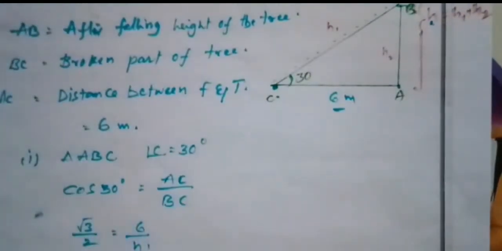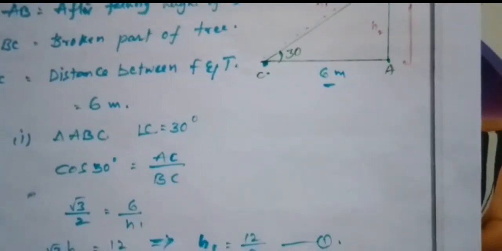Cos 30, whose value is root 3 by 2, equals AC, the adjacent side, which is 6 meters, by BC, which is h1 meters. Now cross multiplication: root 3 h1 equals 12. That gives h1 equals 12 by root 3. This is the first equation.